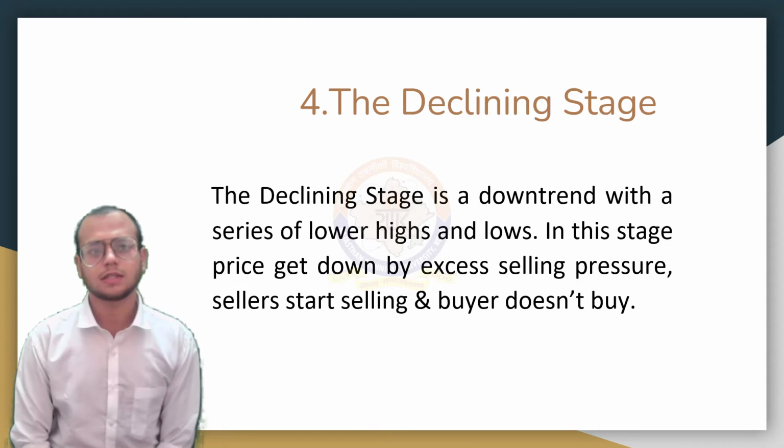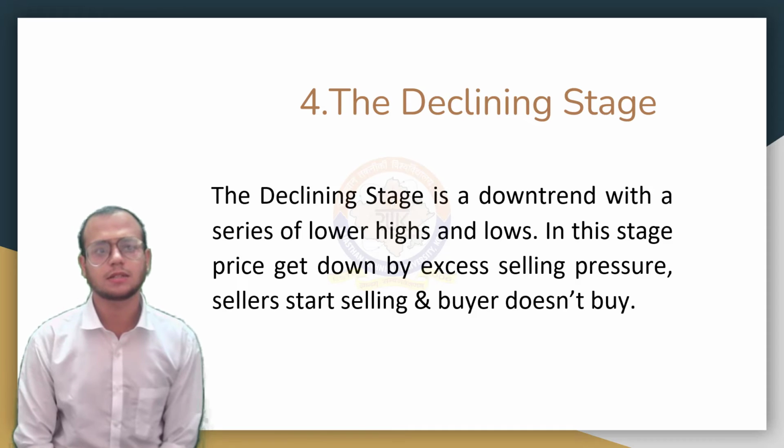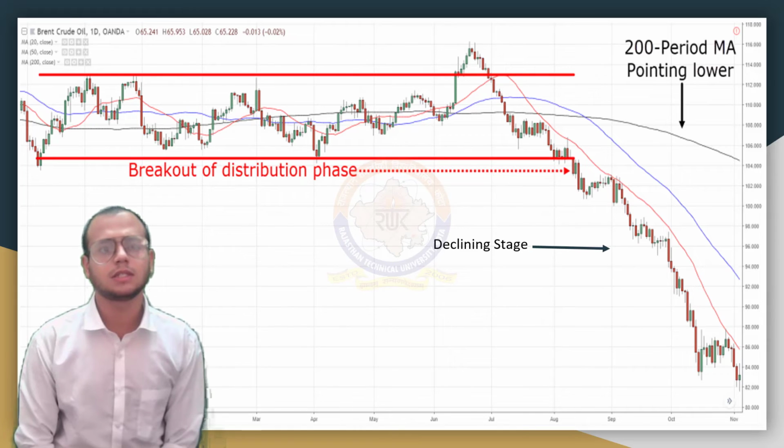Now the last and final stage is known as the declining stage, also known as a downtrend, with a series of lower highs and lower lows, and it occurs after the distribution stage. You see in this slide that after the breakout of the distribution stage, price moves down, or we say market behavior is declining.